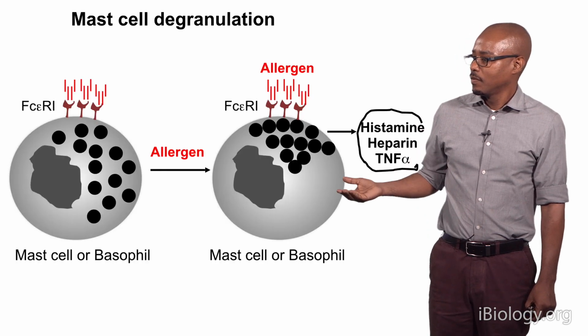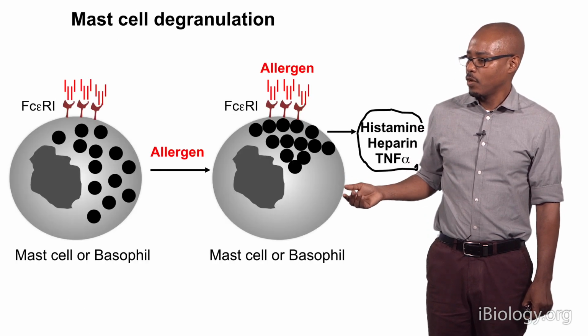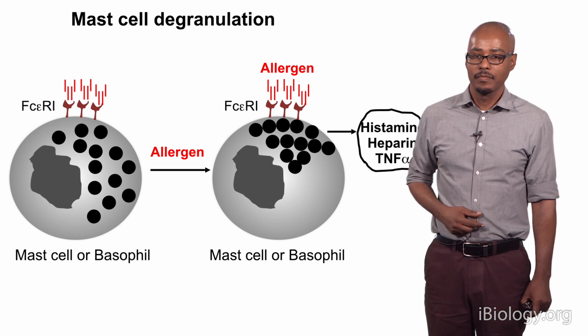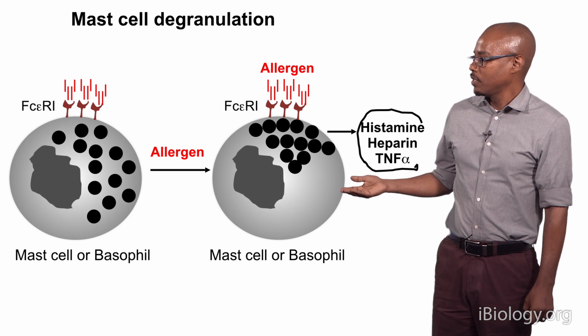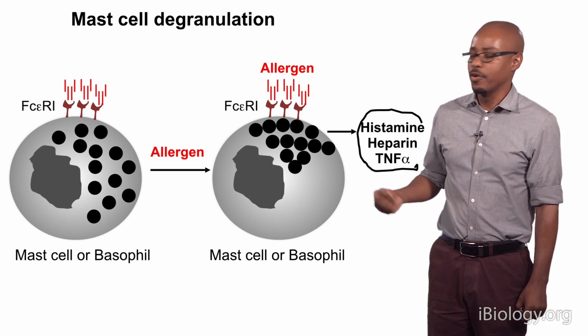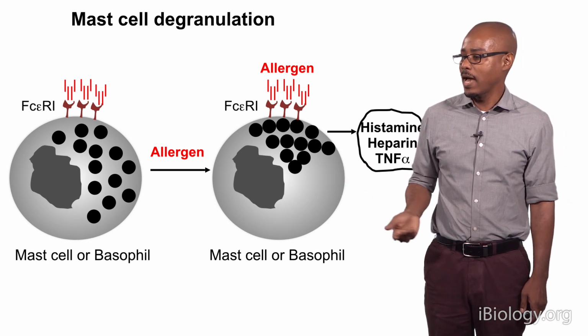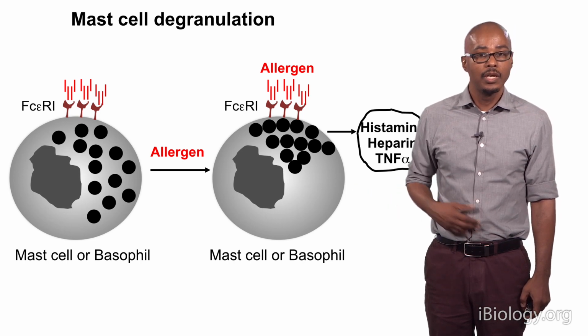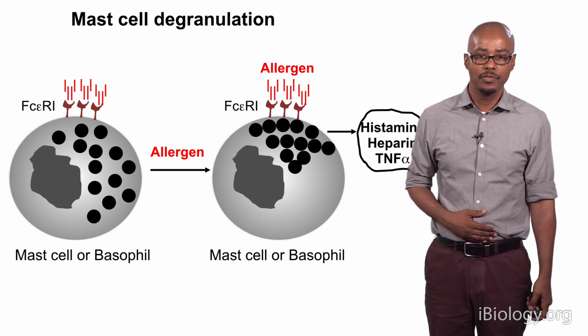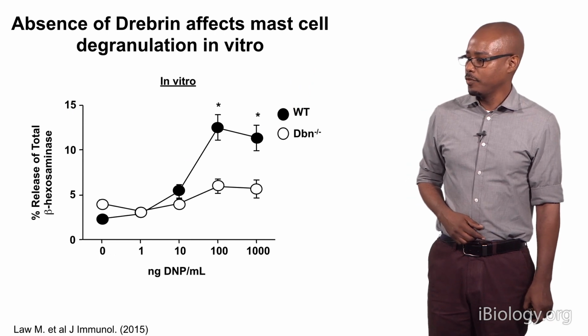So, mast cell degranulation then requires the activation of Drebrin, the activation of the Fc receptor, and releases these contents, histamine, heparin, and other cytokines. And so we then asked whether we could see reduction in degranulation in the absence of Drebrin in these mast cells. So that experiment is shown over here.